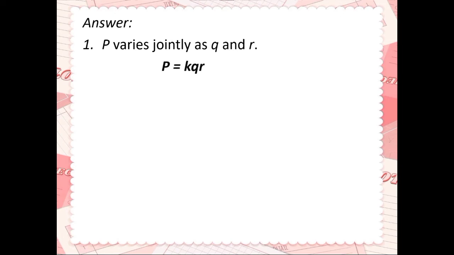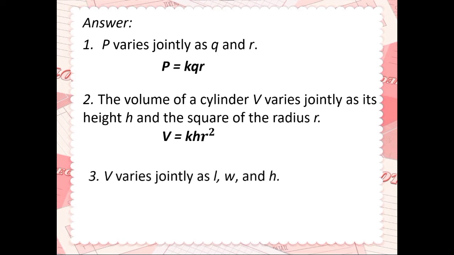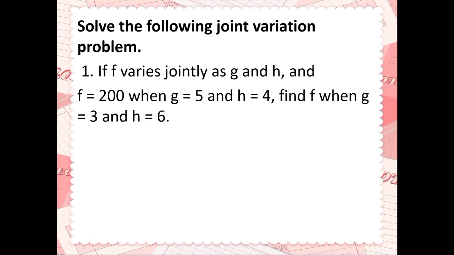Now, let us see if your answers are correct. For number 1, P varies jointly as Q and R. The answer is P is equal to KQR. Next, for number 2, the volume of a cylinder V varies jointly as its height h and the square of the radius r. The answer is V is equal to KHR squared. And for number 3, V varies jointly as L, W, and H. The answer is V is equal to KLWH.